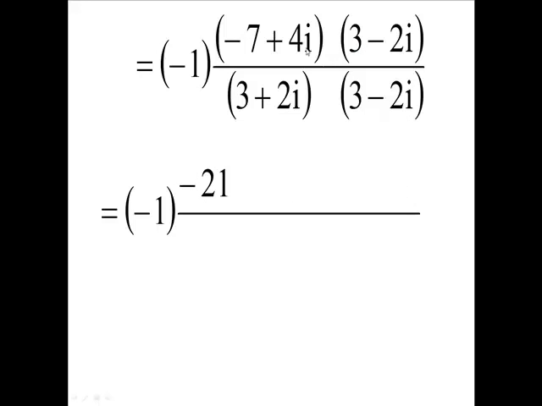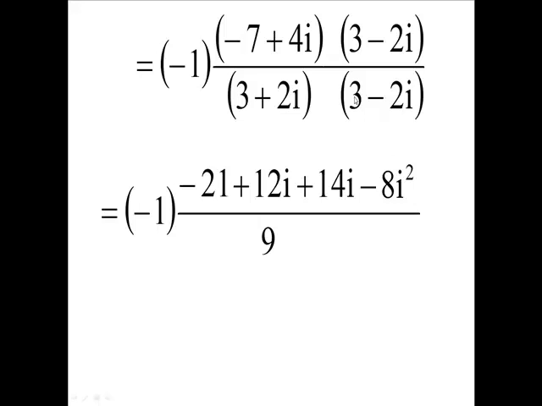My inside terms, 4i times 3. My outside terms, negative 7 times negative 2i. And then 4i times negative 2i, negative 8i squared. My denominator, 3 times 3. You have 3 times minus 2i is minus 6i. And 2i times 3 is a plus 6i.